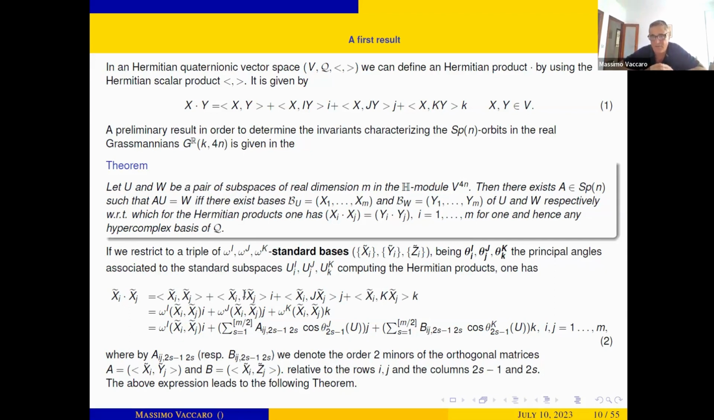Okay, but this is difficult. This is just theoretical, because what do we know? We don't know which are the bases. We should try all the possible bases in U and W to see if it's possible to find bases with respect to which the Hermitian matrices are the same, which is impossible, of course. So this is just the idea, but then we have to try to find a real solution to this problem.